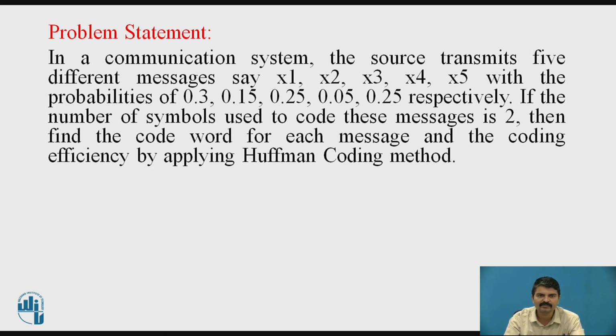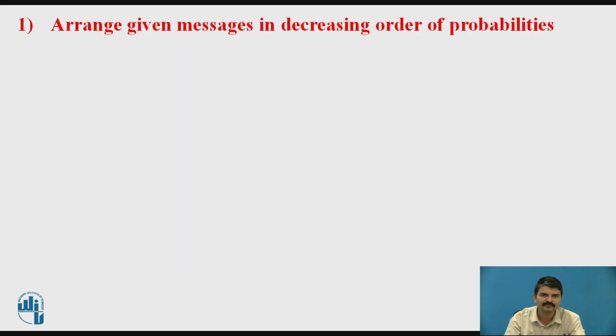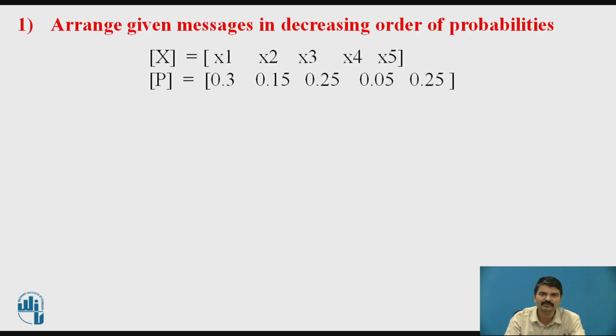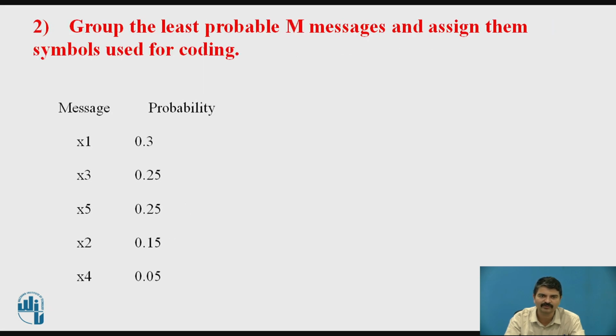So as per our previous video, whenever we are considering any problem, you should first write what is given. So here we are writing the given, the source transmitted messages from x1 to x5 with their probabilities, and as we are expecting number of symbols are 2, that's why M is equal to 2. So according to our steps, first of all we are arranging the probabilities. See here we have arranged the probabilities in the decreasing order 0.3, 0.25, 0.25, 0.15 and 0.05.